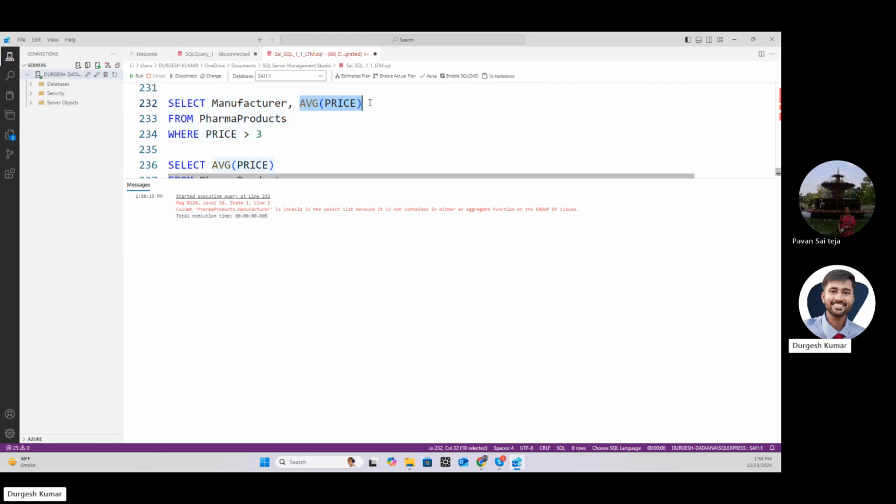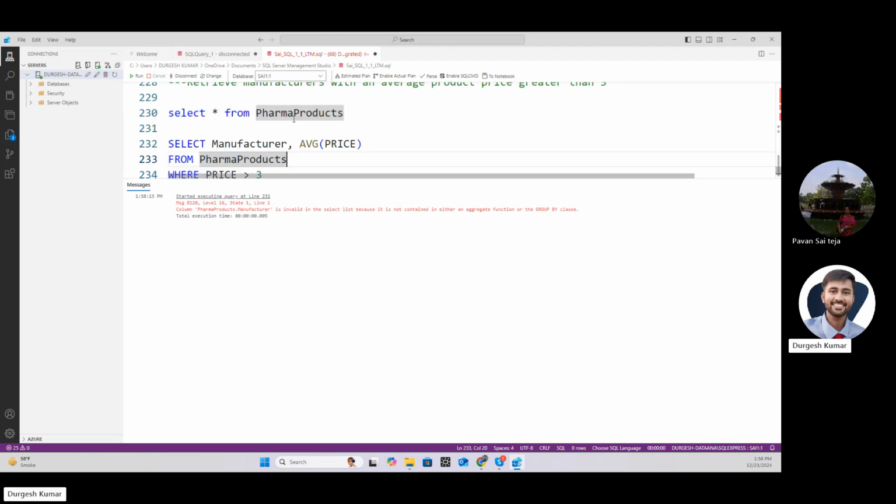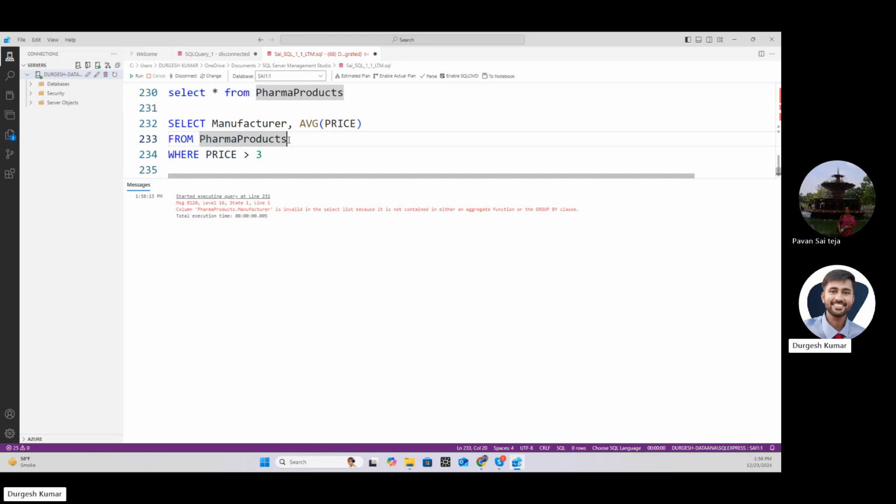Because whenever you are doing aggregation, you have to group the rows, right? Let's say, for example, if we have multiple manufacturers and we are taking the average price of all manufacturers, we have to show each manufacturer in a row and then their average price, because each manufacturer has multiple products.